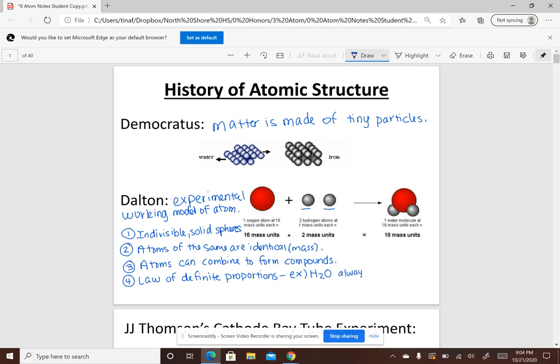Always 2 grams of hydrogen and 16 grams of oxygen.